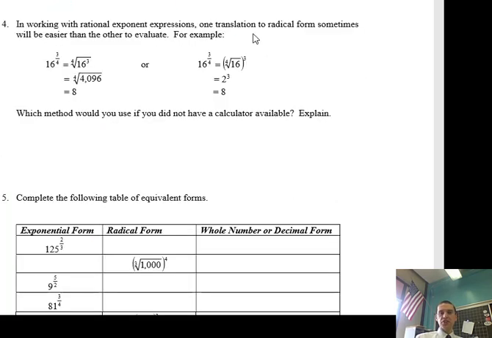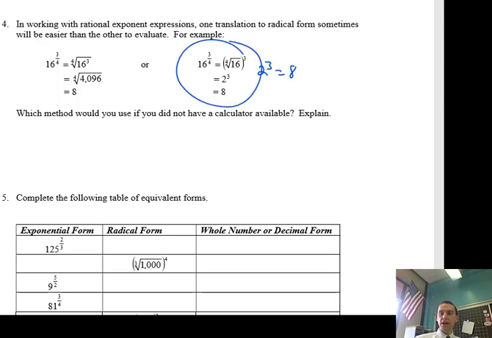So moving on, it says that in working with rational exponents, one translation sometimes will be easier. So again, I think that 16 cubed is 4,096. The fourth root of that, we don't know without a calculator, but I can figure out what multiplied by itself 4 times gives us 16. Well, it's 2, and then 2 cubed is 8. I think that this way is definitely easier.